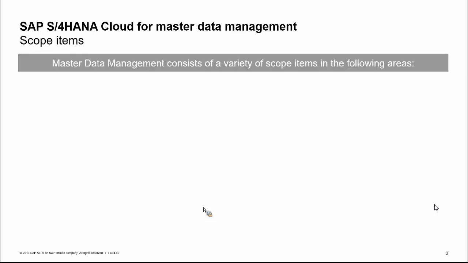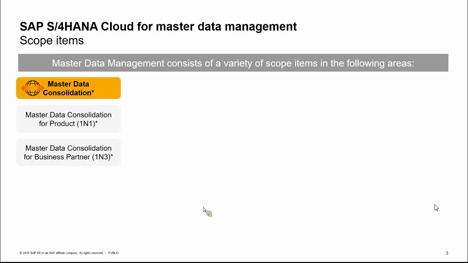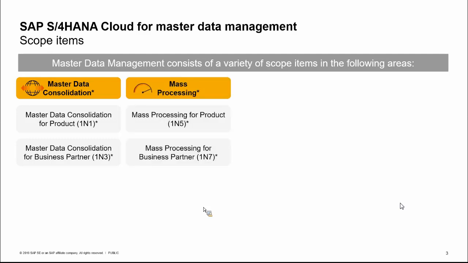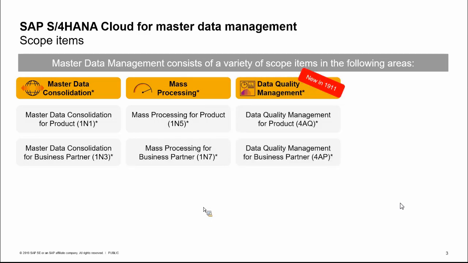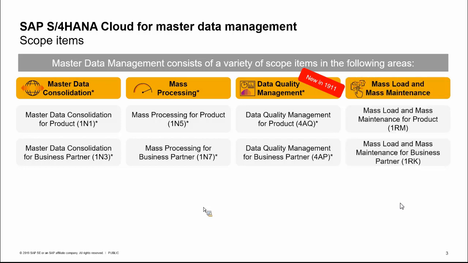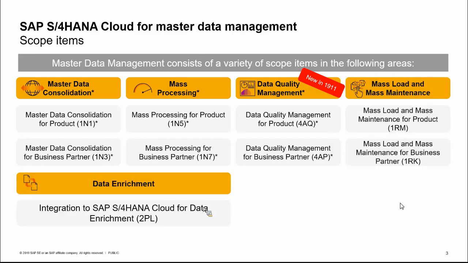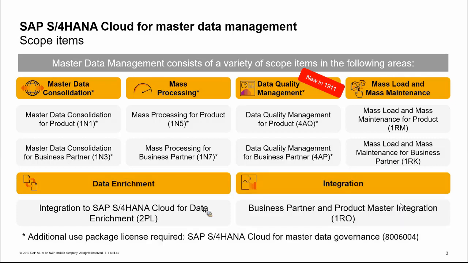In detail, this means that we offer a set of scope items that I would just briefly list for you as a reference. If you want to use master data consolidation, there are two dedicated scope items available: master data consolidation for product and master data consolidation for business partner. And you will see the same pattern for all the other capabilities: for mass processing, for data quality management, which is new in 1911, mass load and mass maintenance, for data enrichment, and for the integration capabilities.